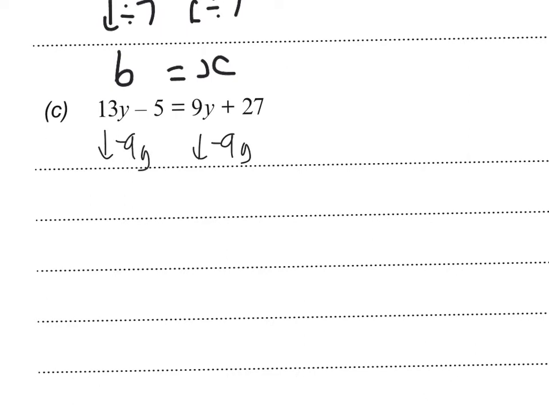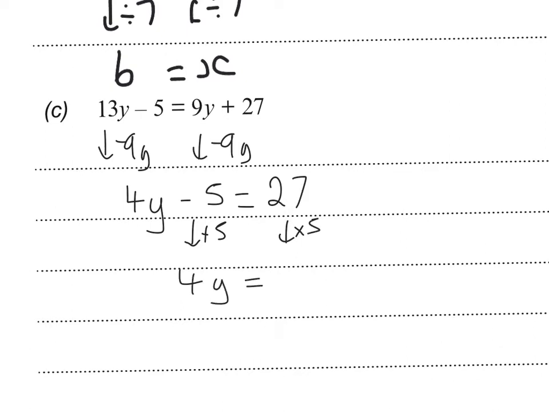13 lots of y, take away 9 lots of y, leaves me with 4y. Take away 5, and then 9y, take away 9y, leaves me with nothing, so 0, so I'm left with my positive 27 here. This is now back to our level 1 equation, which we can solve using our inverse operations. So we're going to add 5 to both sides to give me 4y is equal to 32, and I'm then going to divide by 4 to give me y is equal to 8.